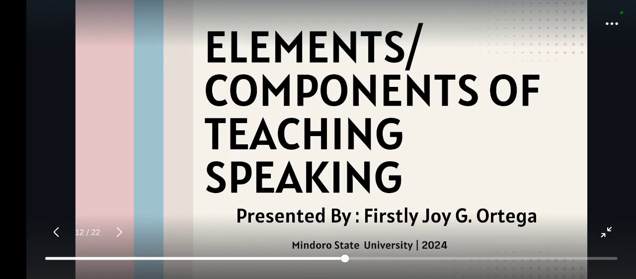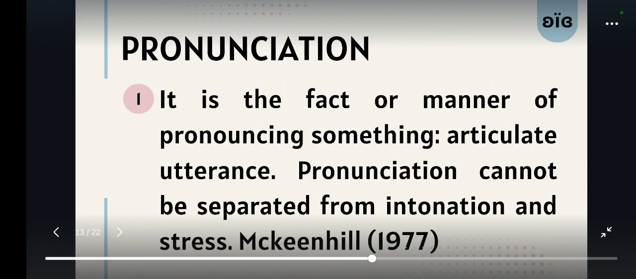Okay, so for the elements and components of teaching speaking, we have first the pronunciation. Of course, it's very important that teaching speaking should be focusing on this one because speaking is not only delivering words. So, in order for the listeners or the learners to understand them clearly, of course, the pronunciation should be clear also and should be articulated clearly.